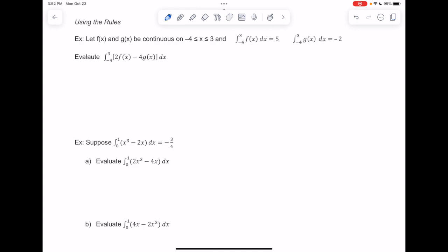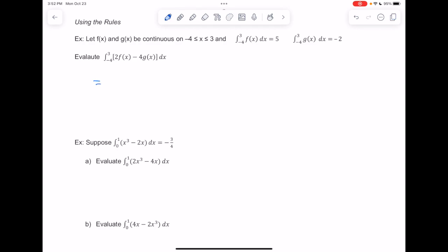So let f of x and g of x be continuous on the interval from -4 to 3. Suppose that the definite integral from -4 to 3 of f of x dx is 5, and that the definite integral from -4 to 3 of g of x dx is equal to -2. Use that information to evaluate the definite integral from -4 to 3 of 2 times f of x minus 4 times g of x. So what we're going to do here is use a couple properties simultaneously.